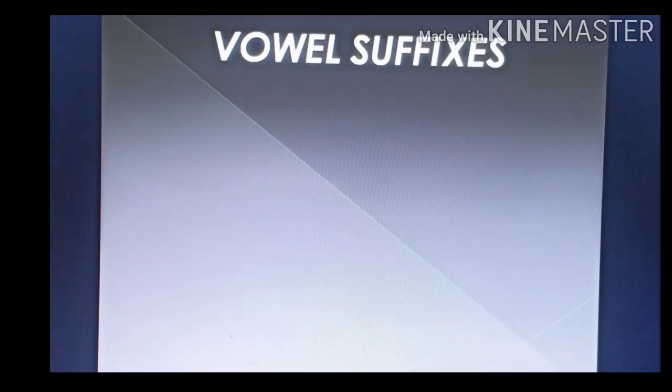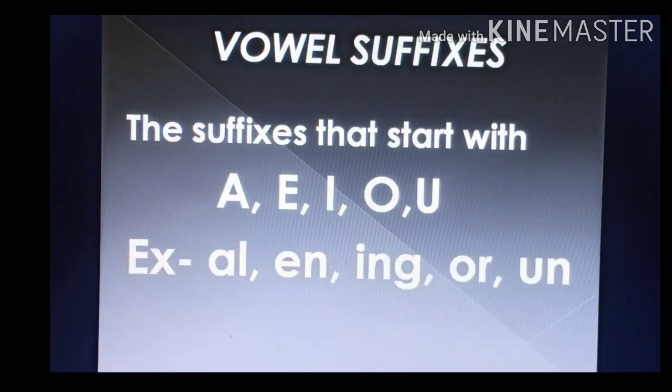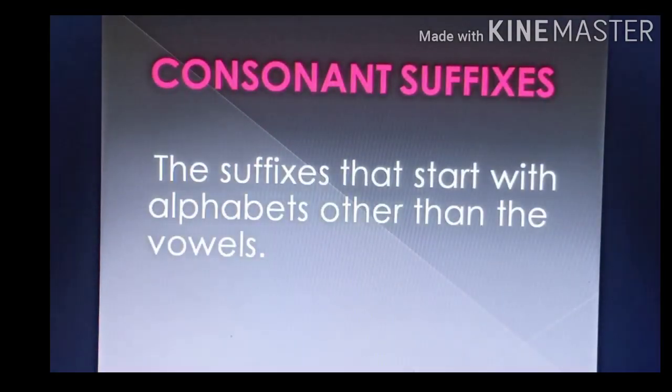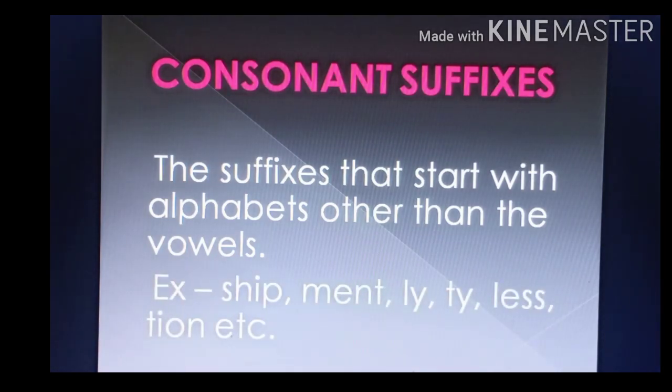Now let's move on to suffixes and see what all things are there for us. Vowel suffixes. Yes, there are two kinds of suffixes. One is vowel suffixes and another is consonant suffixes. Vowels, as we all know, are A, E, I, O and U. So the suffixes that start with these vowels are known as vowel suffixes, and these are some examples of vowel suffixes. Now let's see what consonant suffixes are. The suffixes that start with the alphabets other than the vowels are known as consonant suffixes, and these are some examples of it.